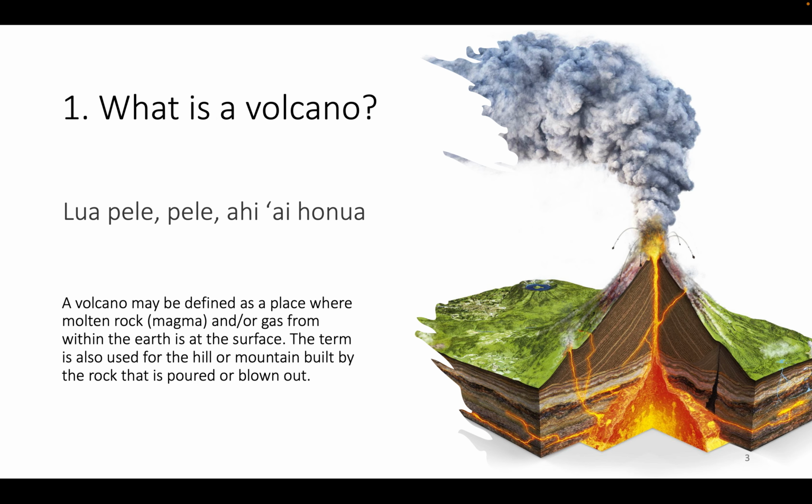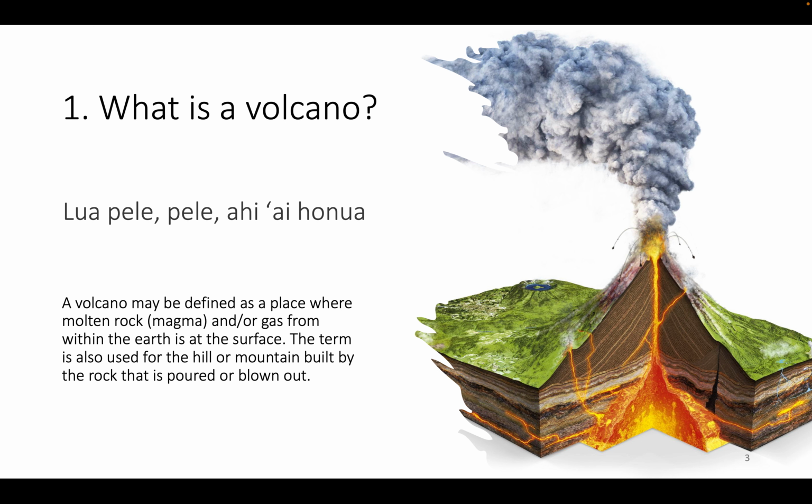So what is a volcano? Well, in Olelo Hawaii, or the Hawaiian language, a volcano is referred to as Lua Pele, Pele, or Ahi'ai Honua. Lua Pele refers to the house or pit of Pele. Pele is the volcanic deity that we often refer to when we speak of volcanoes. So when you talk about an eruption or the lava, that can actually be referred to as Pele itself, as a form of Pele. Ahi'ai Honua literally translates as fire that eats the earth or land.